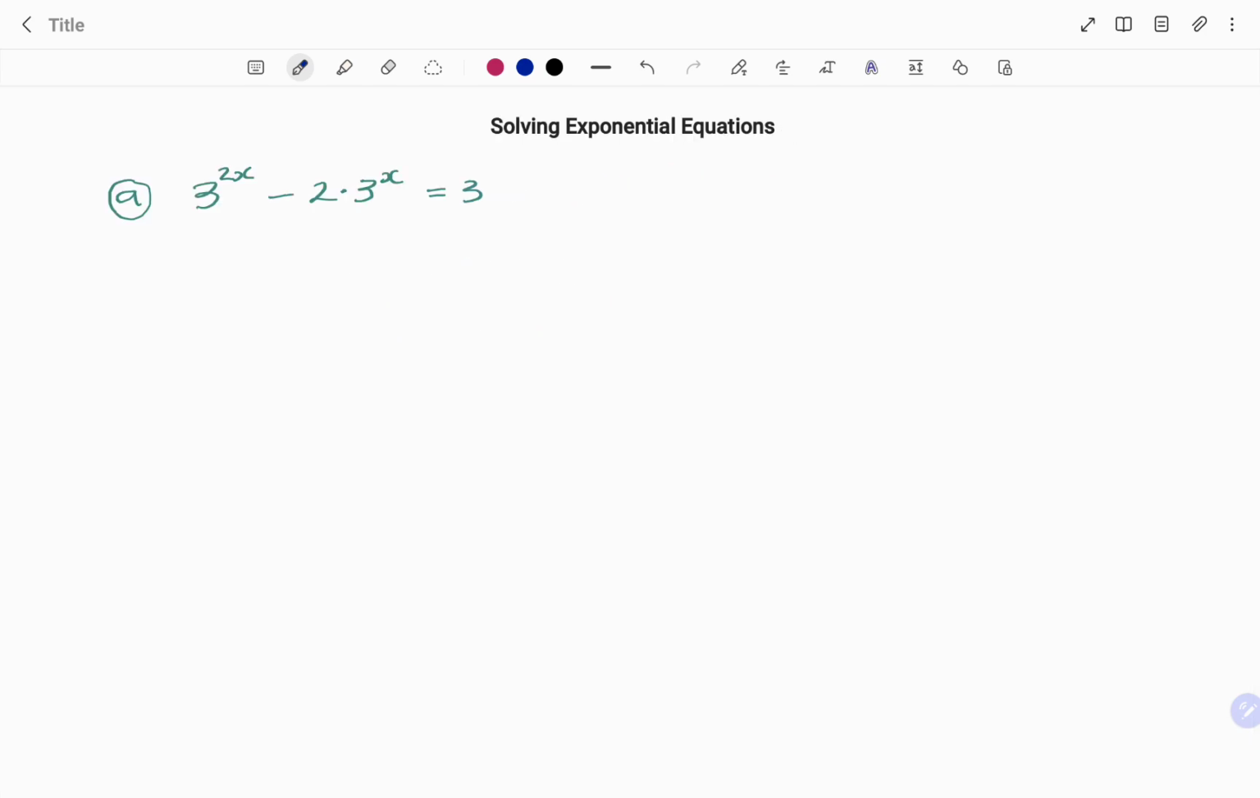In the first example, we have 3 to the power 2x minus 2 times 3 to the power x equals 3. Using the exponential law that states that a to the power of x all raised to the power of y is equal to a to the power of x times y, which is xy, I'm going to separate each of the terms given in order to look for a common factor in each term.